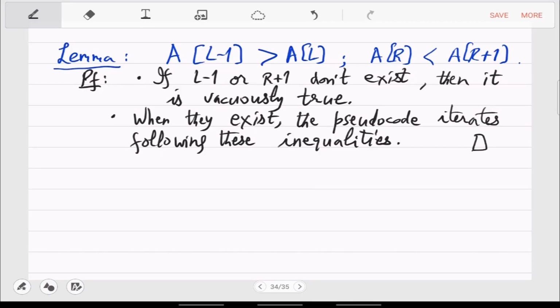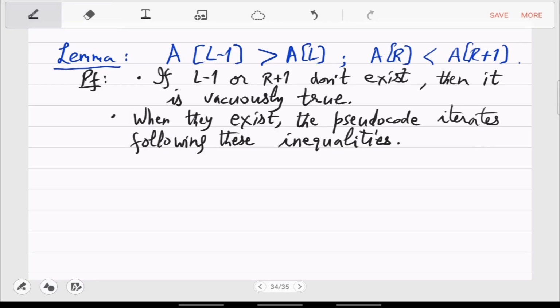So when you started, L was 0 and R was n minus 1, and there was nothing beyond. Before 0 there was no element, and after n minus 1 there was no element. So we considered this inequality to hold there vacuously. And then the first time you come to the midpoint and you change R or you change L, the pseudocode will preserve one of these inequalities. It will make sure that it holds. Okay, and once it holds in this step, it holds in every step. Is that clear?